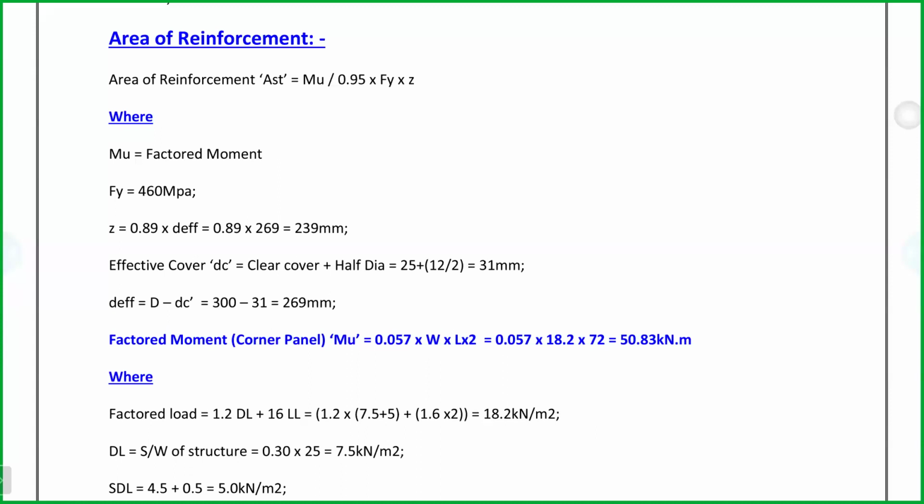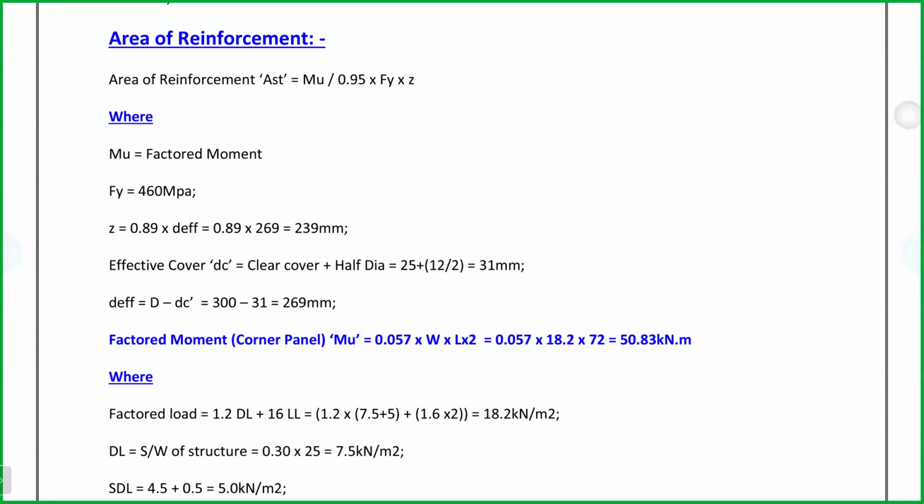So the yield stress of steel is 460, and this is the lever arm. The lever arm equation is 0.95 multiplied by d effective. Okay, what is d effective? Last class I told you. Overall thickness minus the clear cover minus half of the bar diameter. You get my point, okay? So overall thickness, assume our overall thickness is 300 millimeters, correct? What is the slab cover in general? 25 millimeters, isn't it? So 300 minus 25, 275.